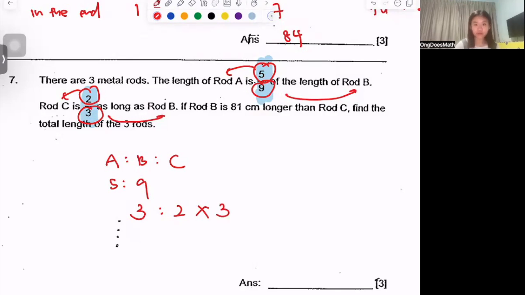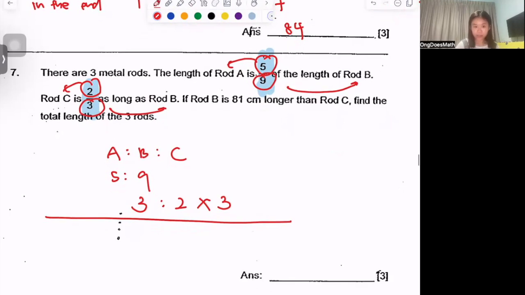So just to recall, how do you find the lowest common multiple? So these are the multiples of 9 and 3. So you can see that the number that is common in these 2 rows is 9. Which means that the lowest common multiple is 9. Okay, good. So now we can try to combine them together. So A will be 5, B will be 9, and C will be 2 times 3, which is 6. So 5 is to 9 is to 6.